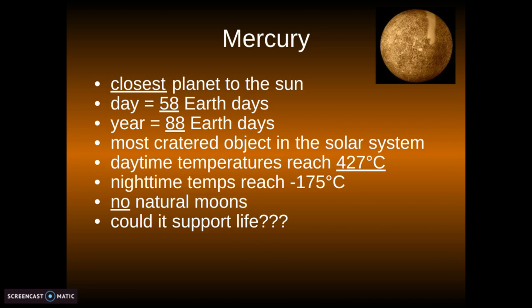Mercury's size is slightly larger than our moon. If you were standing on Mercury and you looked at the sun, the sunlight would be 7 times brighter than it is on the Earth.